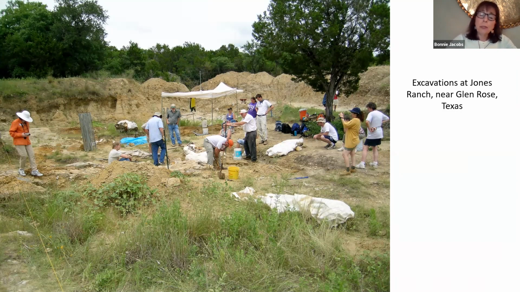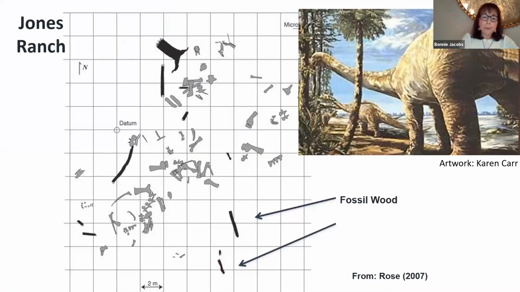It also included school teachers so that they could learn about how to excavate fossils and then understand what happens to the fossils when they go back to the laboratory, and then impart that knowledge to their students. So it was a great enterprise for a number of years. So these volunteers who worked there also found plant fossils.